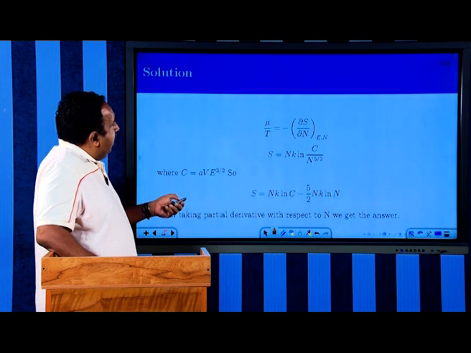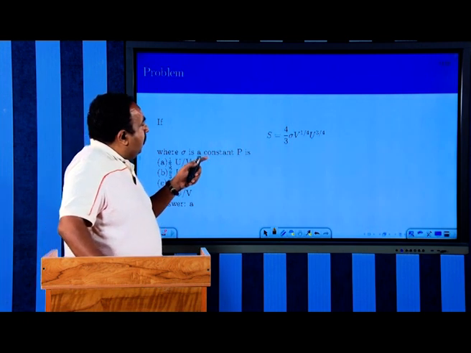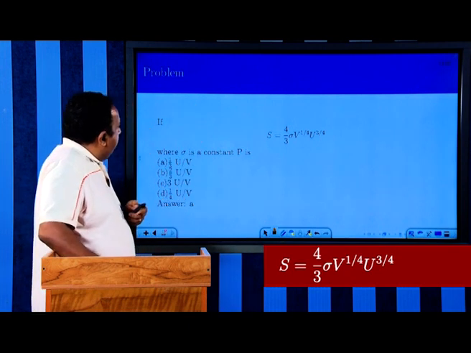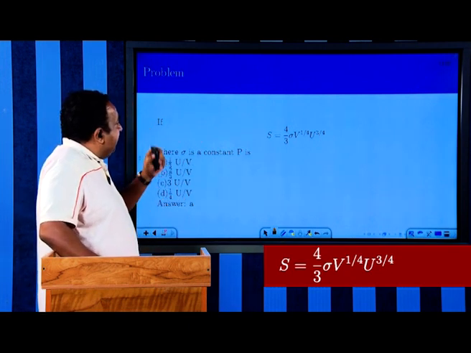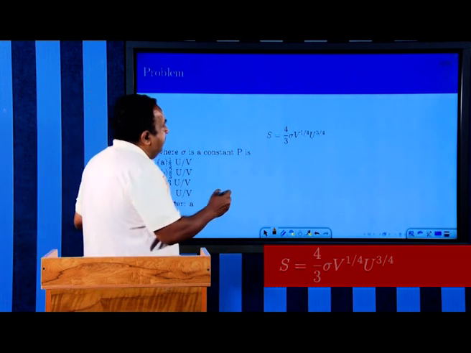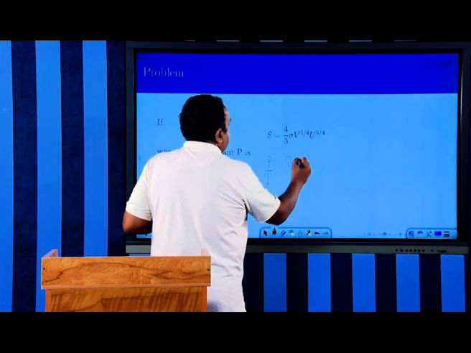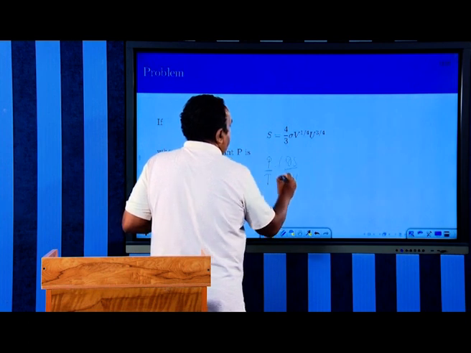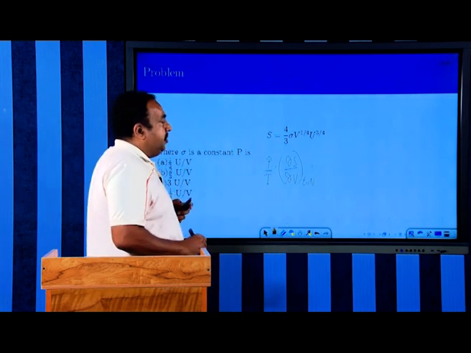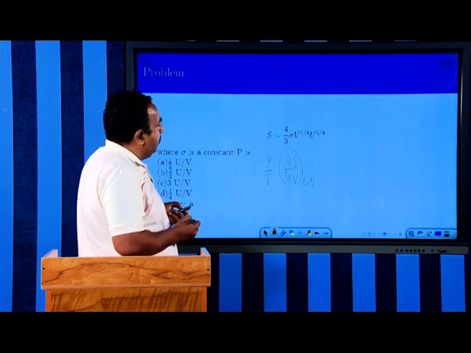Yes, this is the way in which I had done that. Now, you are given S is equal to 4 by 3 sigma into V raised to 1 by 4 U raised to 3 by 4, where sigma is a constant, P is equal to. Therefore, I am asked to find out what is pressure. Therefore, I have this pressure P by T is equal to dou S by dou V, keeping E and N constants. E and N constant. Therefore, I have to take a derivative with respect to volume only.